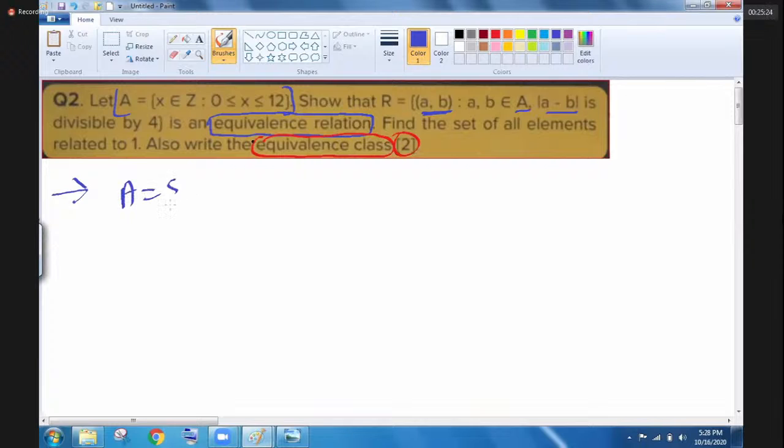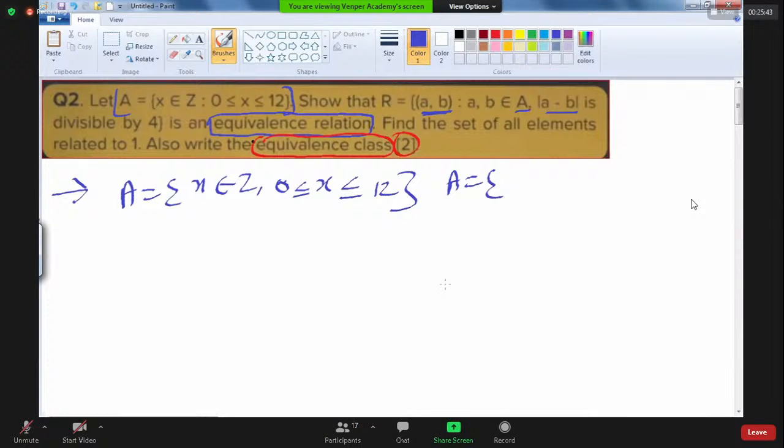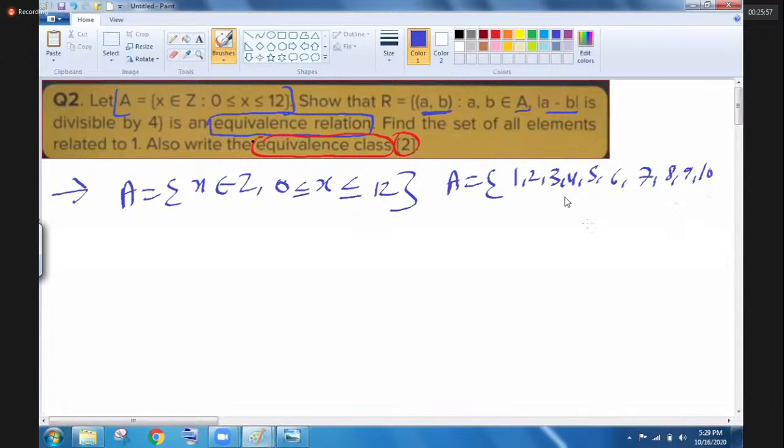Anyway, the set A is {x belongs to Z, x is greater or equal to 0, less or equal to 12}. So set A will be all the elements where x is greater or equal to 0 and less or equal to 12, and x belongs to Z means x is an integer. What will be the elements of set A? Don't you think it will be 1, 2, 3, 4, 5, 6, 7, 8, 9, 10, 11 and 12 as well?